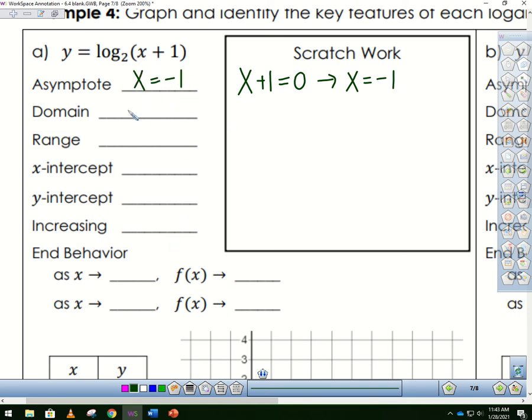Now we're going to wait on the domain. We're going to wait and see what the graph looks like. But the range is always negative infinity to positive infinity, just like the domain of an exponential is always negative infinity to positive infinity.